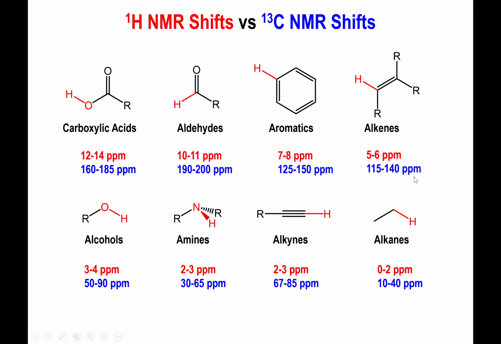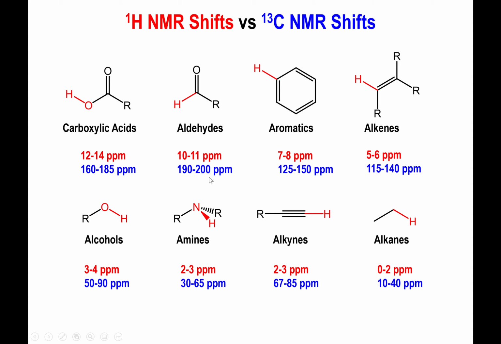115 to 140 ppm for the alkenes, 125 to 150 for the aromatics, and this tends to be pretty indicative of your aromatic peaks. But once more, looking at the place where the peaks fall can give you an idea of what functional group you have, and the aromatics are pretty indicative. Same thing with the carbonyls. Carbonyl compounds like carboxylic acids and aldehydes show up somewhere between 160 and 200.